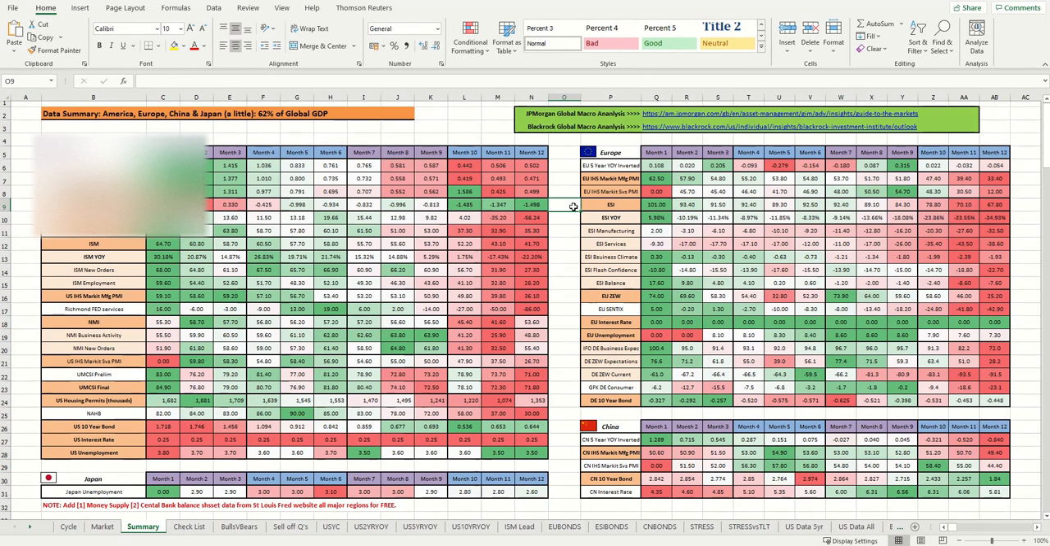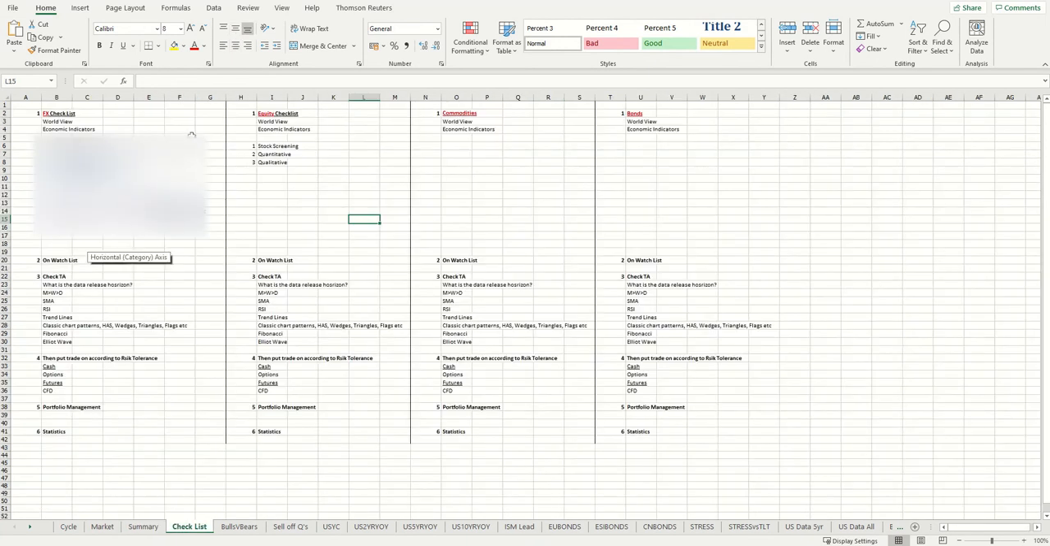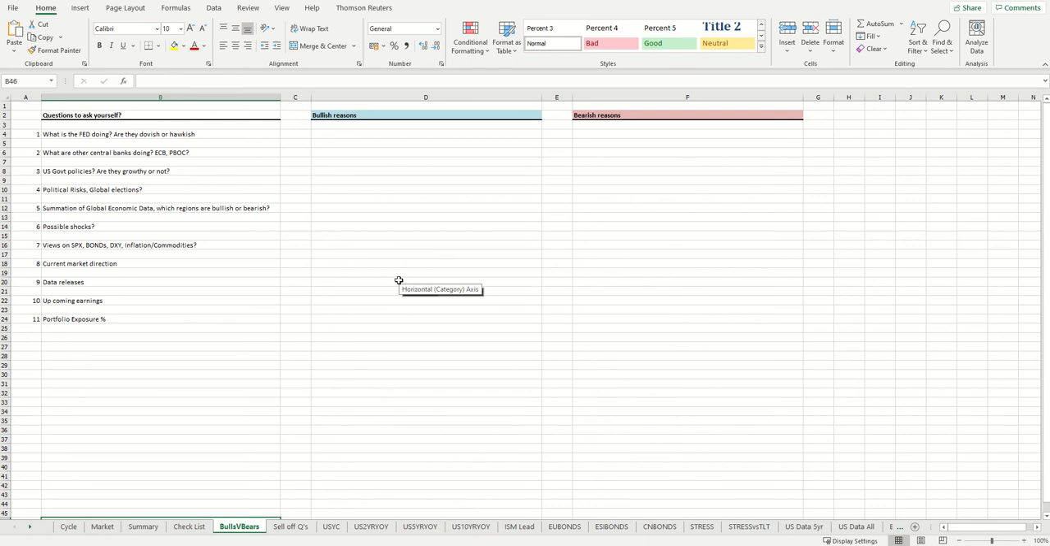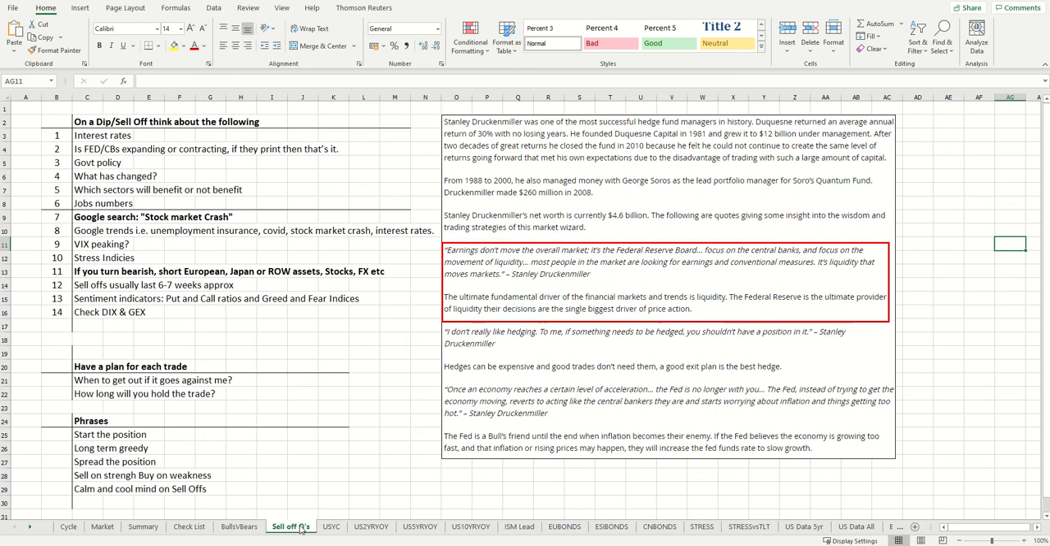So now that's that. Then we have a checklist for FX, for equities, for commodities and bonds. How then to making sure you're ticking off everything before you put a position on, and making sure everything is systemized for your process. Then we've got bulls and the bears, just simple questions asking yourself, what are the bullish reasons for the market? What are the bearish reasons for the market? If a sell-off happens, what questions should you be asking yourself, etc.